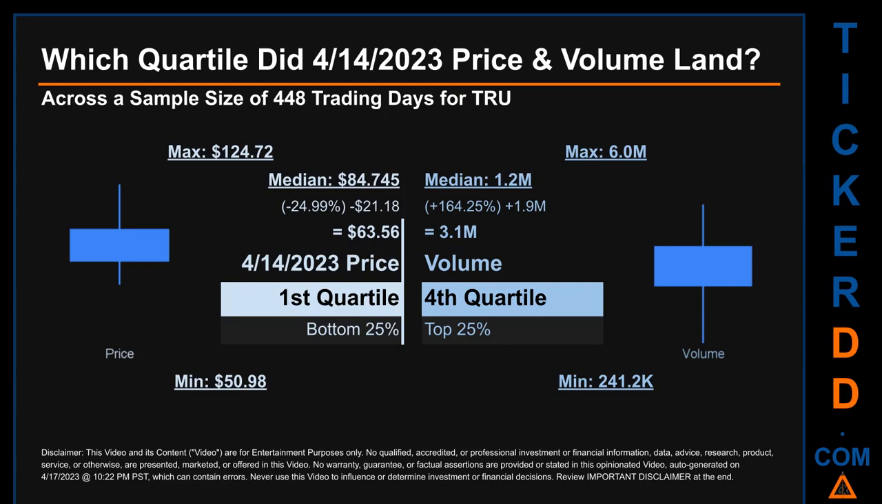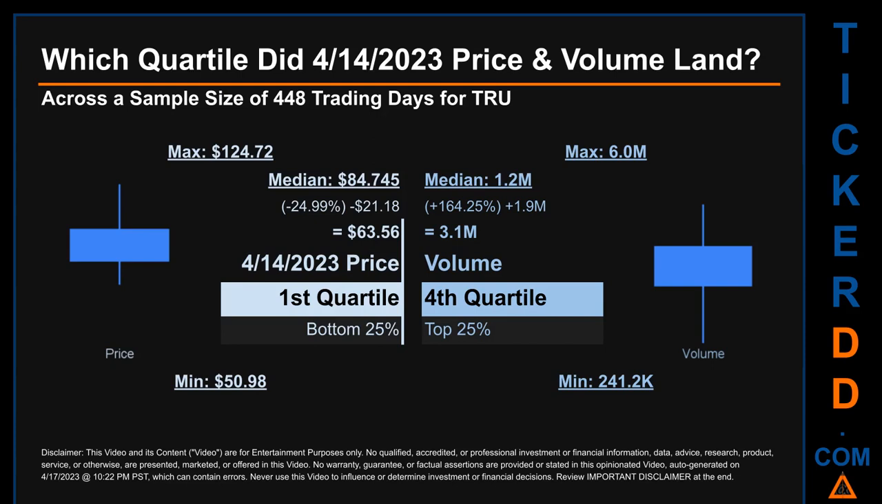Which quartile did April 14, 2023 price and volume land? Across a sample size of 448 trading days, the maximum end-of-day price for TRU was $124.72 while the minimum was $50.98. Within that price range, April 14, 2023 price, of $63.56, landed within the first quartile, meaning it was within the bottom 25% of all sampled end-of-day prices. The day's volume landed within the fourth quartile, marking it within the top 25% of all sampled daily volume, which saw a max daily volume of 6 million and a minimum of 241.2 thousand.